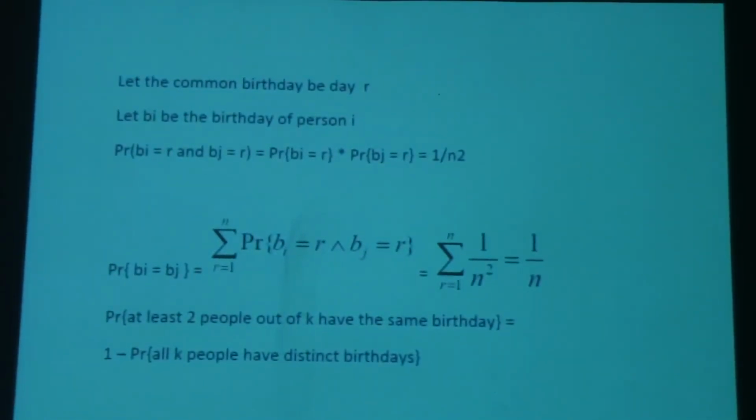So, the probability that at least two people out of k people have the same birthday is equal to 1 minus the probability that all the people have different birthdays.